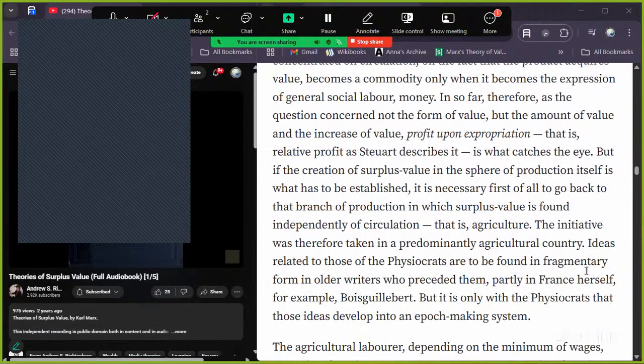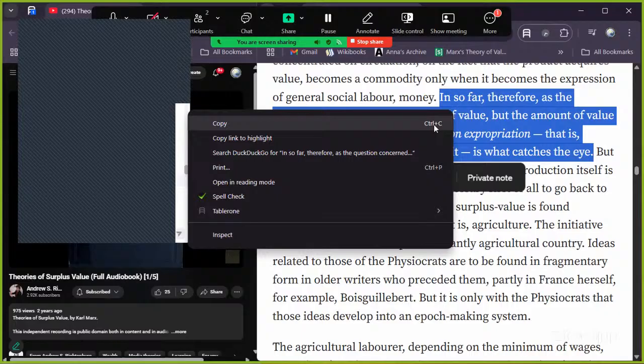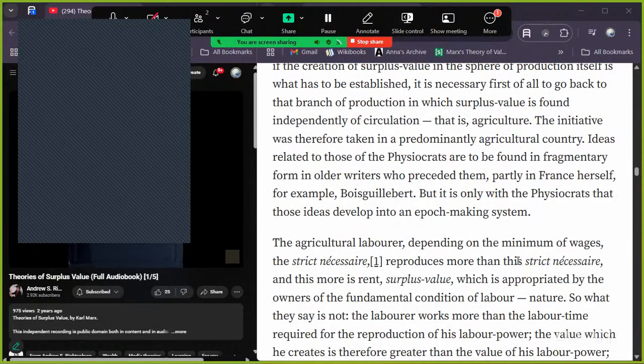Insofar, therefore, as the question concerned not the form of value, but the amount of value and the increase of value, profit upon expropriation, that is, relative profit as Stewart describes it, is what catches the eye. But if the creation of surplus value in the sphere of production itself is what has to be established, it is necessary, first of all, to go back to that branch of production in which surplus value is found independently of circulation, that is, in agriculture. The initiative was therefore taken in a predominantly agricultural country.